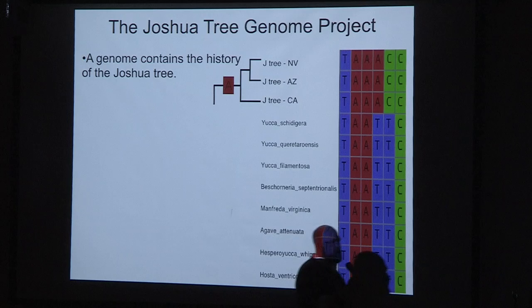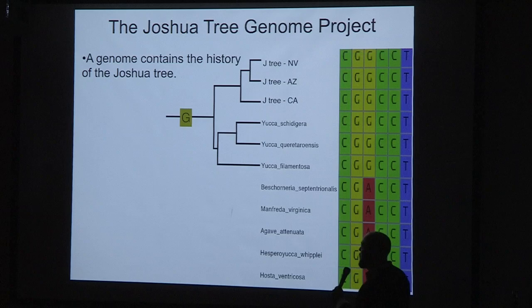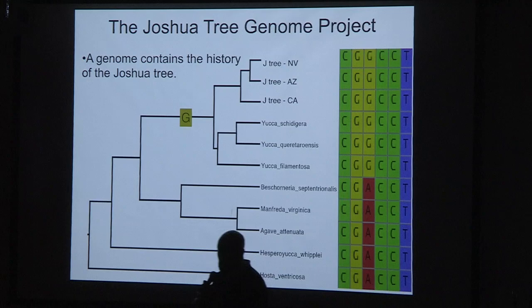Similarly, if we look at another place in the genome, you can see that some plants have G and some have A. And if you look carefully, it's actually all of the yuccas that have G at that position. And these other things, agave and Hesperoyucca, have an A at that position. And so what that tells us is that yuccas are closely related to each other. They share a more recent common ancestor with one another than any of them does with the tequila agave.